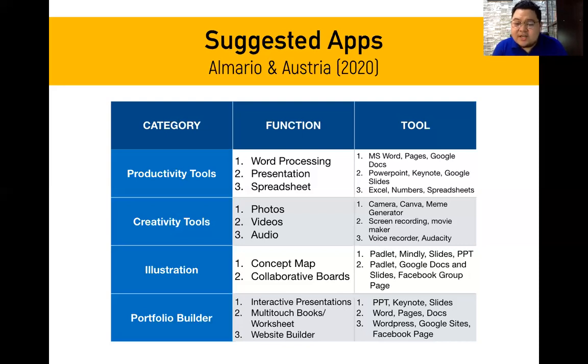Or through worksheets by using Word, Pages, or Docs. Or they can also make an actual website by using WordPress or Google Sites or a Facebook page, to be able to compile all their work, curate it, and organize it, depending on the guide questions or the essential questions that we will give them. So it's very important that whenever we give an assessment like this, there is a driving question or an essential question that will thread all these outputs into one. So that's what a portfolio in social studies should look like.